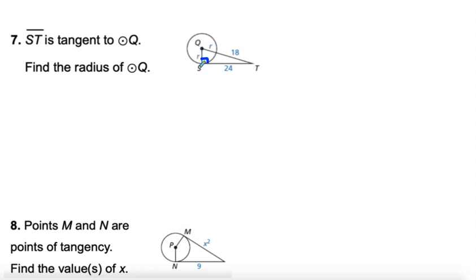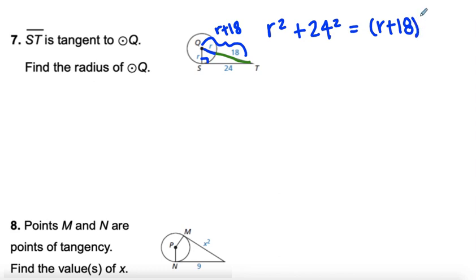So using my Pythagorean Theorem, I have R squared plus 24 squared is equal to my hypotenuse squared. My hypotenuse, I'm not told right out what it is. I know this part is R. Now this part is length 18. So that means this entire hypotenuse is R plus 18. So I'm going to have that this is equal to R plus 18 squared.